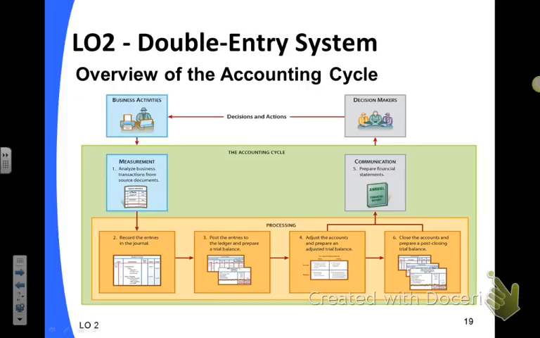So an overview of the accounting cycle is basically what we see here. Here's our measurement, recording, posting, adjusting, closing, and then preparing and issuing our financial statements. This is basically taking our business activities and putting them through the accounting cycle so that we can communicate our financial information to our decision makers. Then our decision makers make decisions about what our future business activities should be based on this.